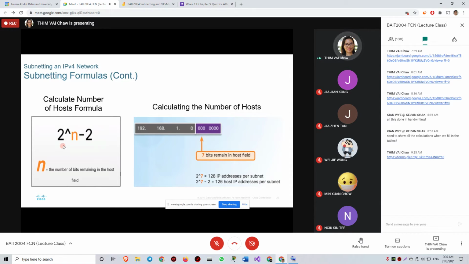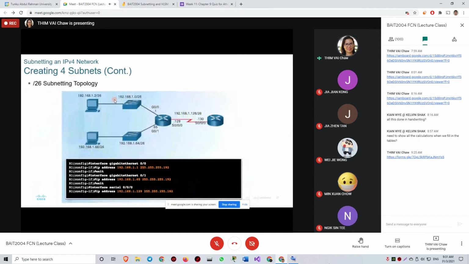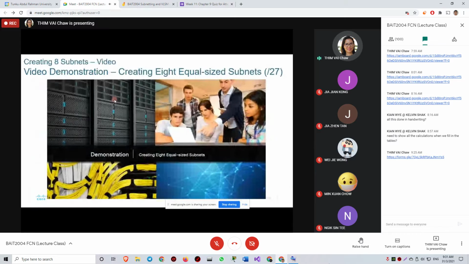You must have 2 to the power of n minus 2, because you're talking about the number of hosts, the number of usable host addresses that you have. So this is to create 4 subnet addresses and so on. All are the same.